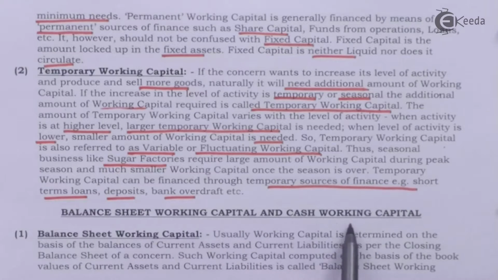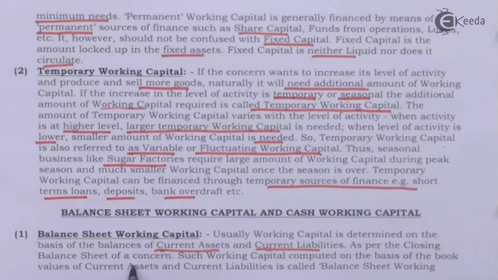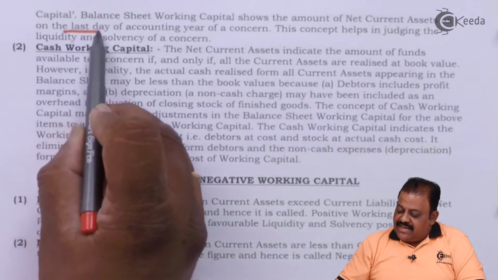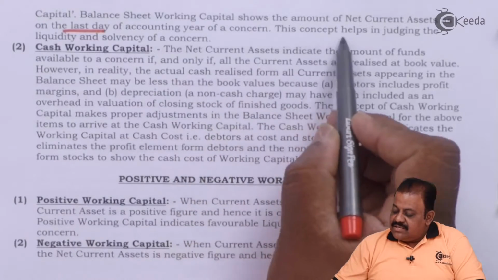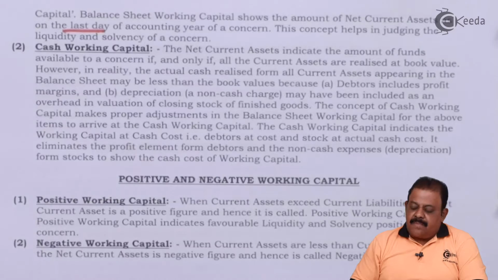Balance sheet working capital and cash working capital. Balance sheet working capital: usually working capital is determined on the basis of balances of current assets and current liabilities as per the closing balance sheet of the concern. Such working capital computed on the basis of book values of current assets and current liabilities is called balance sheet working capital. Balance sheet working capital shows the amount of net current asset as on the last day of the accounting year of the concern. This concept helps in judging the liquidity and solvency of the concern.